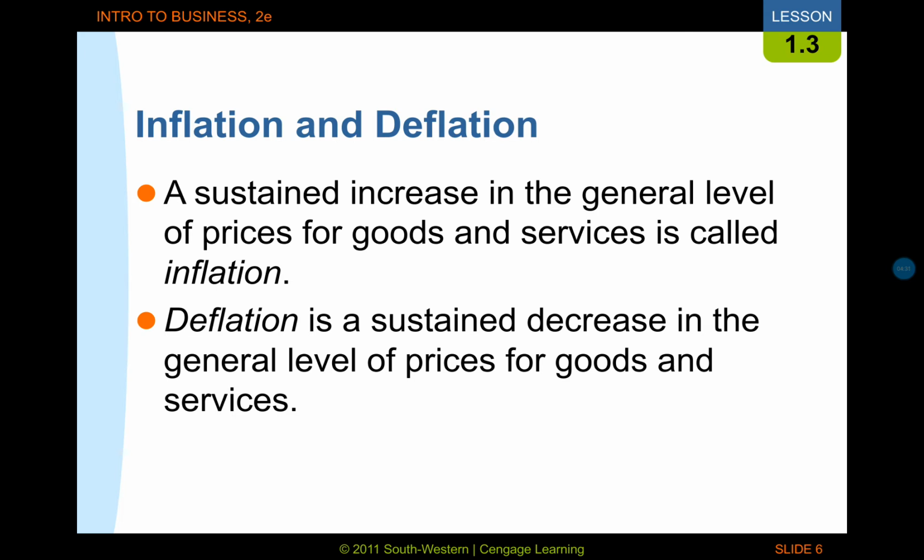Inflation can also be a problem if, for example, our prices increase too quickly. It can cause wages to not be able to keep up with the rise in prices, so that can become an issue.